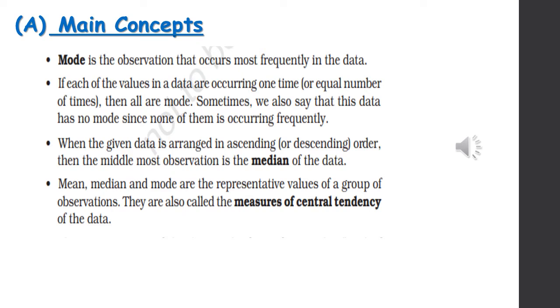When the given data is arranged in ascending or descending order, it is called an array, A-R-R-A-Y. Then the middlemost observation is known as median of the data. Mean, we have already learned to calculate mean in our previous class. Mean, median and mode are the representative values of a group of observations. They are also called the measures of central tendency of the data.